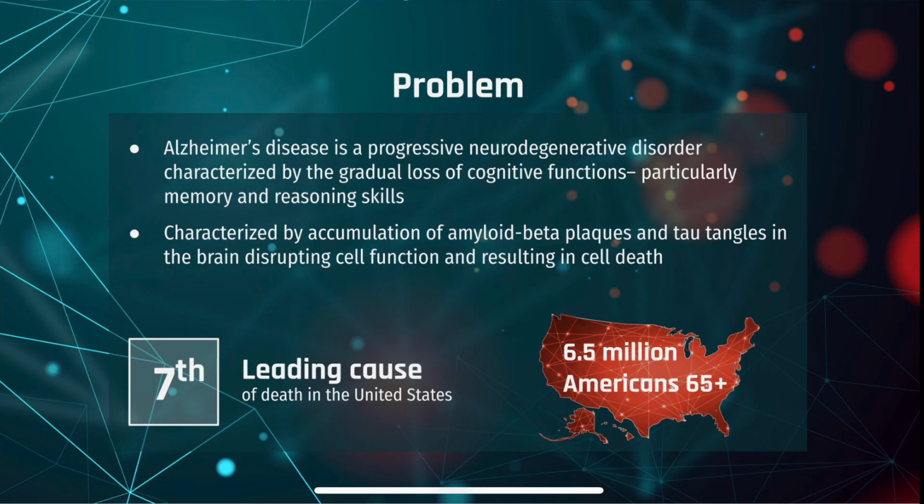So, what is Alzheimer's? Alzheimer's is a progressive neurodegenerative disorder characterized by the gradual loss of cognitive functions such as memory and reasoning skills. It is characterized by the accumulation of amyloid beta plaques and tau tangles in the brain, disrupting cell function and resulting in cell death.